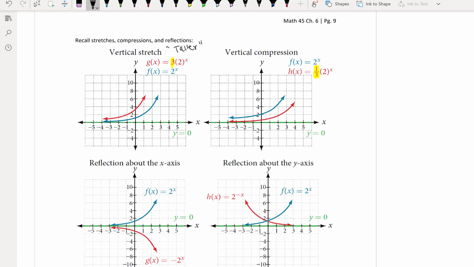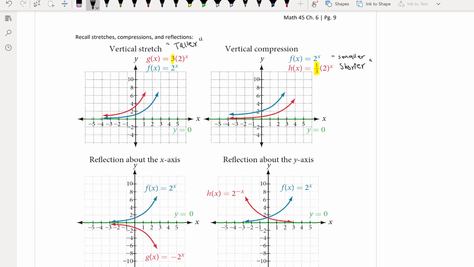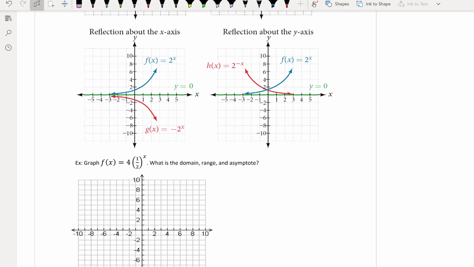And the compression, you can think of it as it getting smaller or shorter. Okay. Reflection about the x-axis, that's when we're going to have the negative out in front of it. And reflection about the y-axis, that's the negative in front of the x. Okay, so we have to make sure that we keep those two really clear.